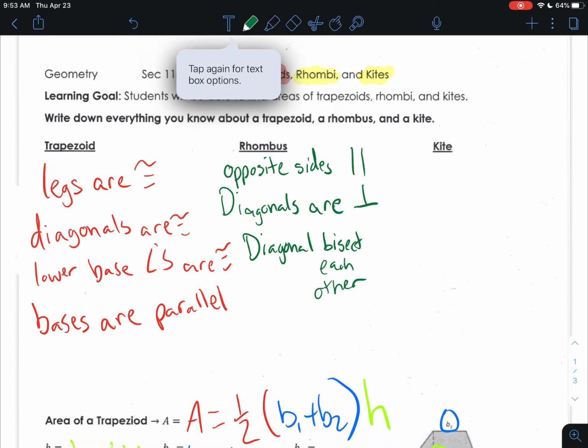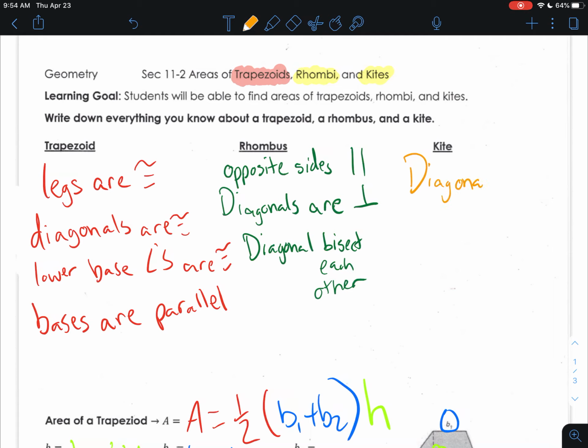Okay, let's talk about the kite. So we know that the diagonals are also perpendicular. And the opposite angles are congruent.